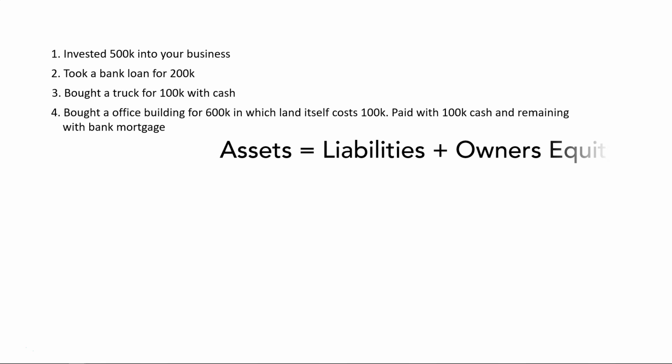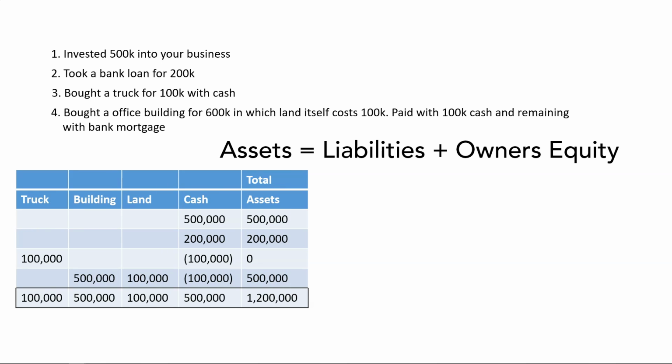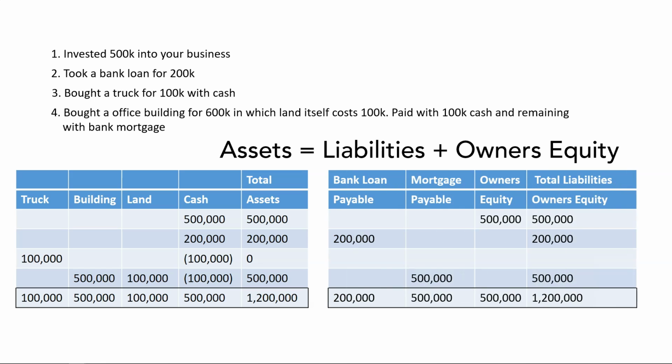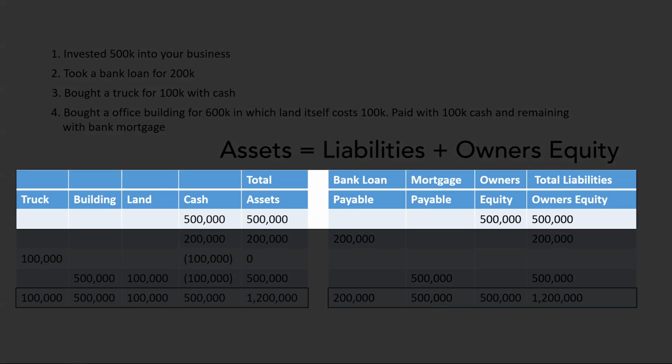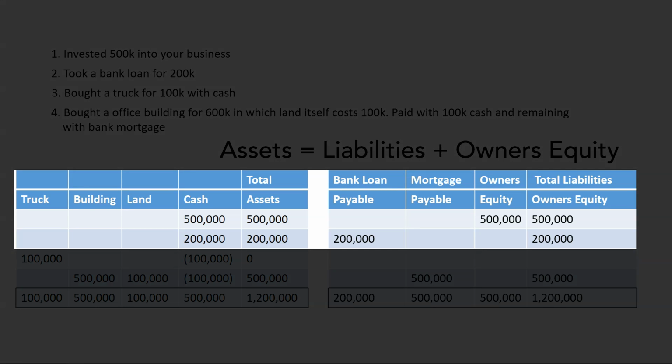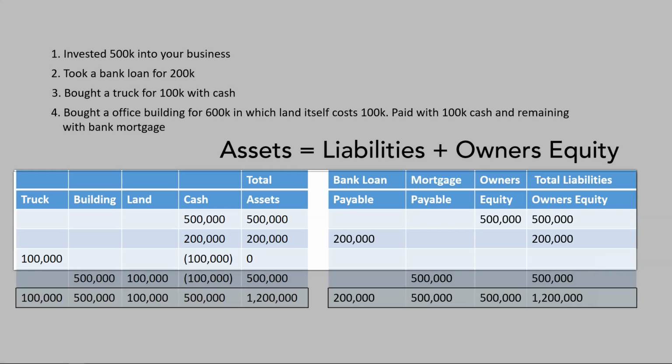Remember, assets equal to liabilities plus owner's equity. Alright, let's start with transaction 1. As a result of 500k investment, the asset cash increased to 500k and the source of cash is owner's equity, so owner's equity increased 500k. Transaction 2. This time the asset cash increased 200k but the source of cash is bank loan, so loans payable is increased 200k.